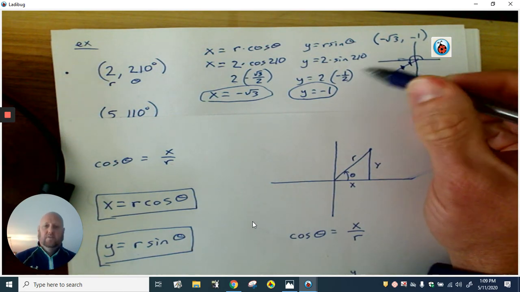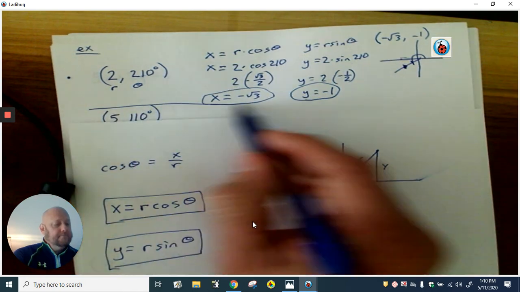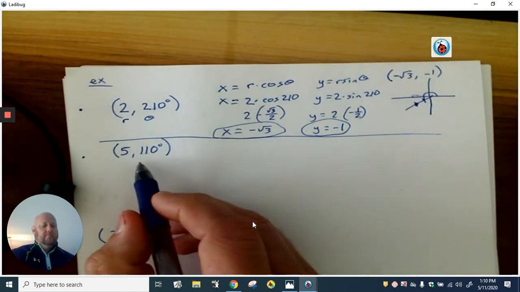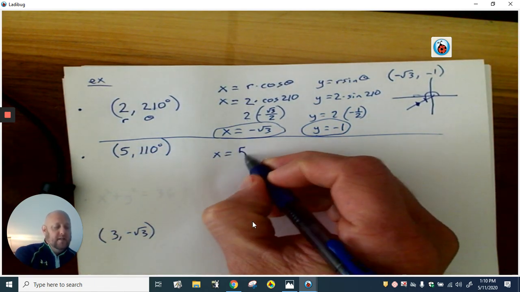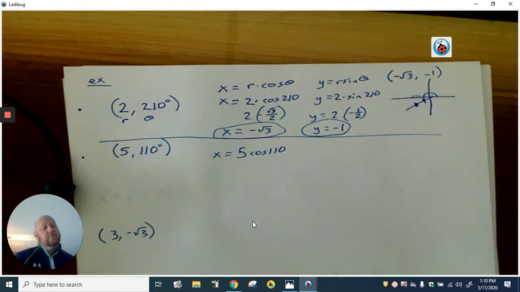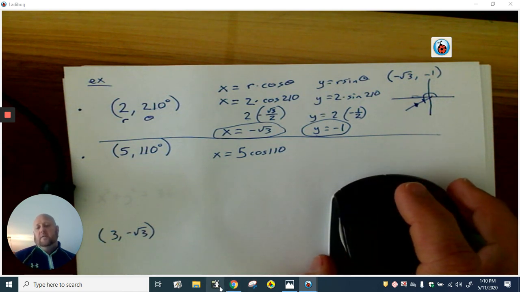So if I wanted to convert back and forth, I can do that. If I had one that maybe I couldn't use my table, right? But I'm still going to do it the same way. I'm going to say x is equal to 5 times the cosine of 110, right? Now, we're in the second quadrant, so that's important to keep in mind. But sometimes I do need to just grab a calculator.